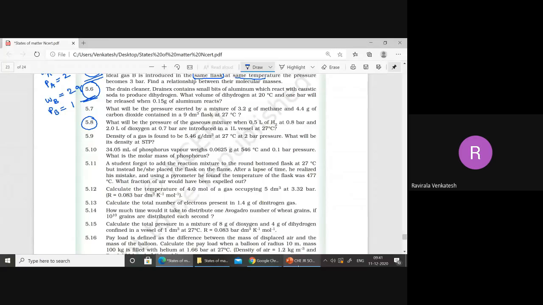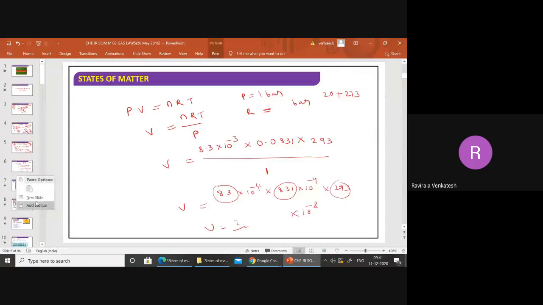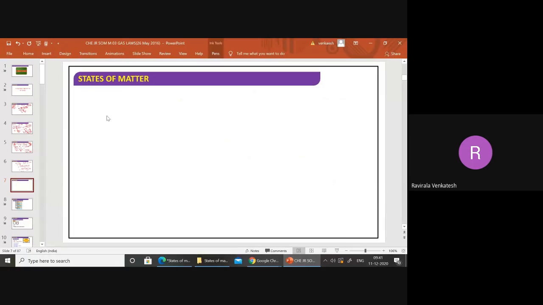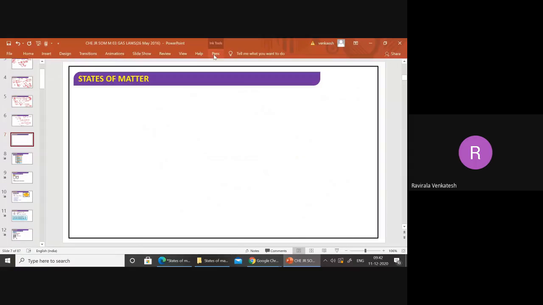So first of all, we'll write this down here. What is the question, beta? 5.8. What will be the pressure of the gaseous mixture? They're asking pressure. For hydrogen, volume of the hydrogen is equal to how much here? 0.5 liter. Next, pressure of the hydrogen. They're asking P total, right? Pressure of the hydrogen is equal to 0.8 bar.